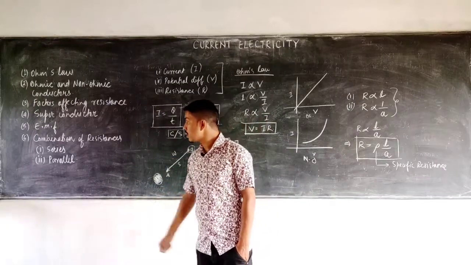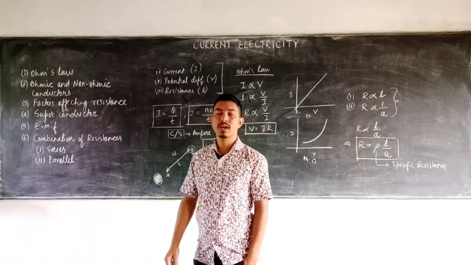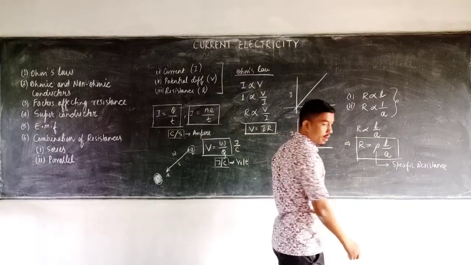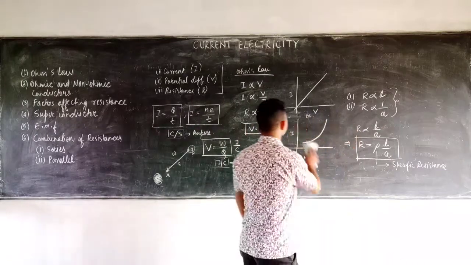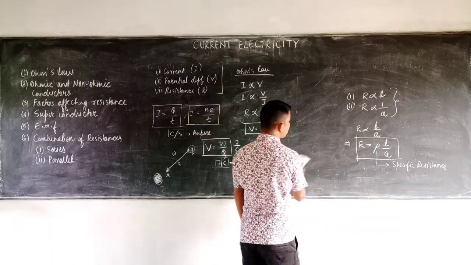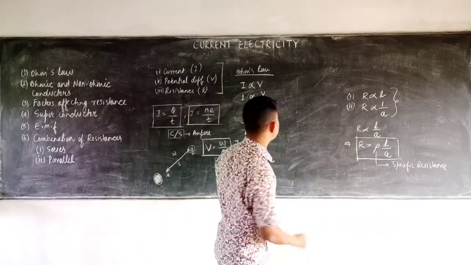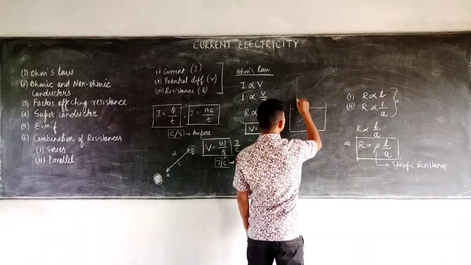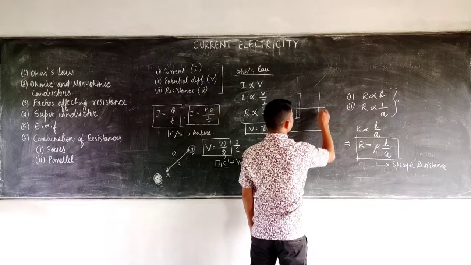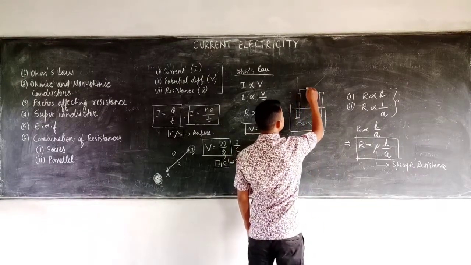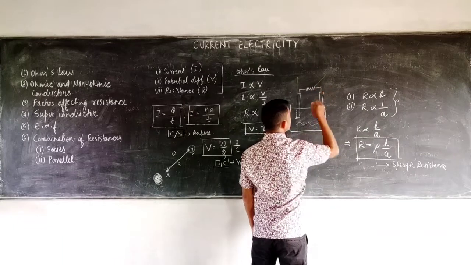Now coming to the fifth topic, EMF, that is the electromotive force. To understand this, I draw one cell. What is a cell? The cell is a battery that contains the electrode and the electrolyte within it. So I simply draw one battery, a container, where we have two electrodes, and then I have an electrolyte inside this battery, and then some external resistance is connected to this.